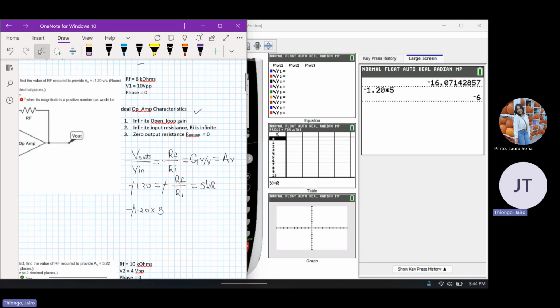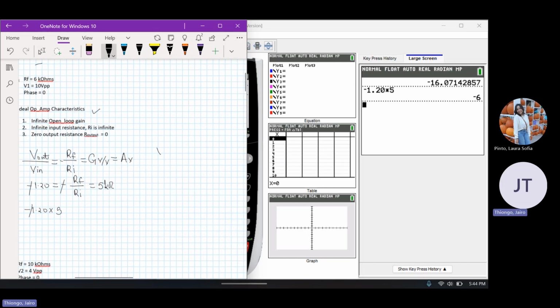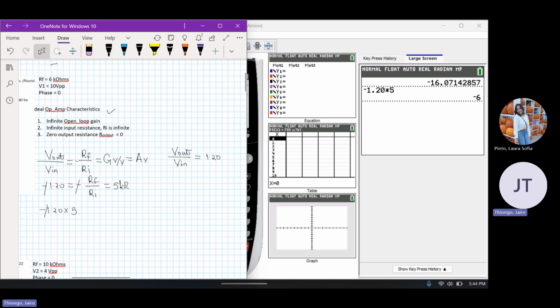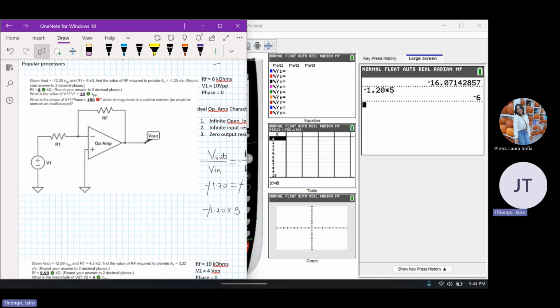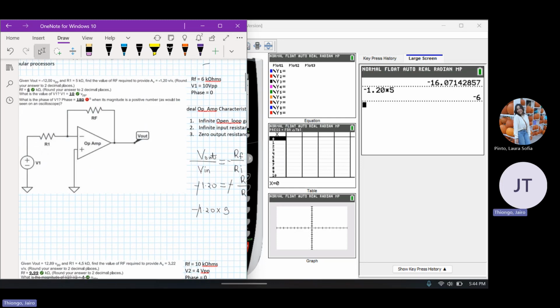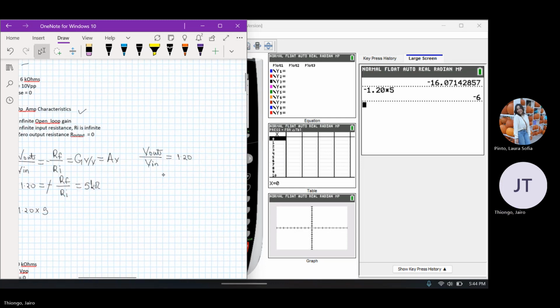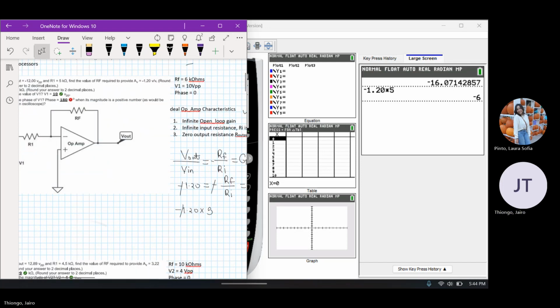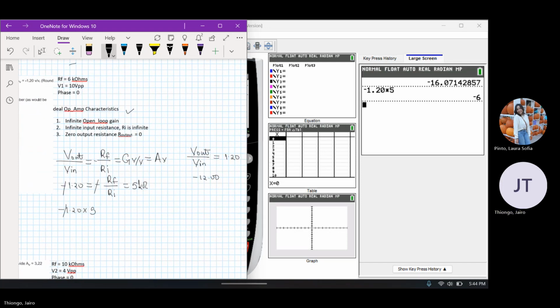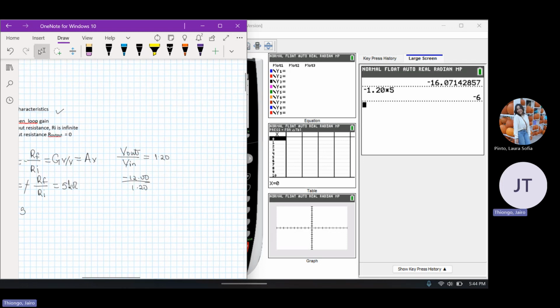And then for the value of V in, you can use the same formula for V out over V in. So V out over V in is equal to the gain, which is 1.20. This is the gain in magnitude. We have V out as minus 12.00, so minus 12.00 over 1.20 to find V in.